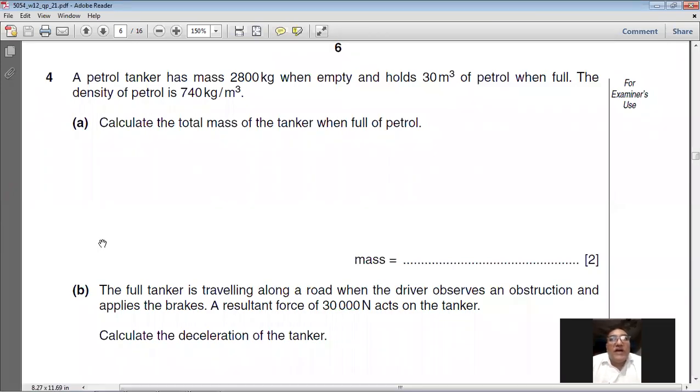So it was a 2 marks numerical where you have to find the total mass of the tanker when full of petrol. We found the mass of the petrol, and we also have the mass of the tanker. At the end, I added the mass of the tanker and the mass of the petrol, and I got 25,000 kg as my final answer. It's a 2 marks numerical. I hope you have understood.